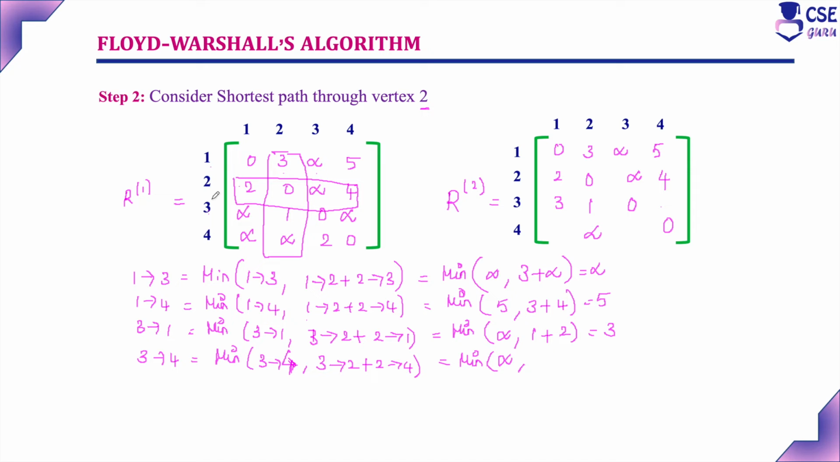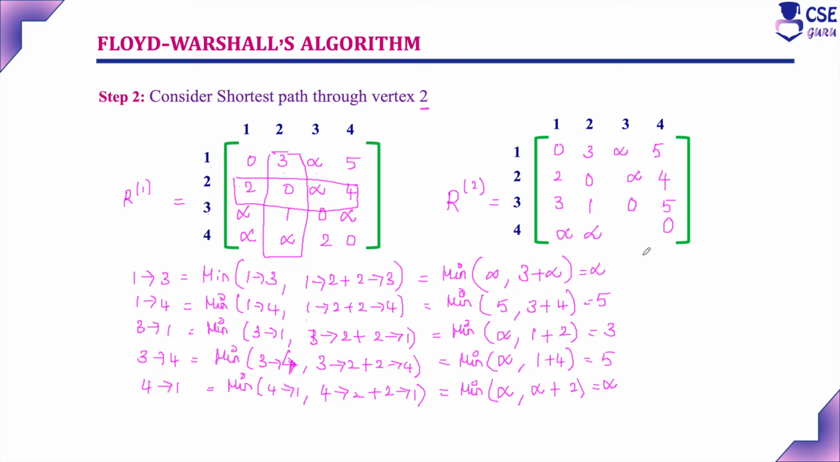It's 1, and 2 to 4 it is 4. So 1 plus 4, the distance we will get is 5. Next is 4 to 1. Minimum of 4 to 1 through the vertex 2. So 4 to 2 plus 2 to 1. 4 to 1 already the value is infinite. 4 to 2 also infinite plus 2 to 1 the value is 2. So we will get it as infinite only.